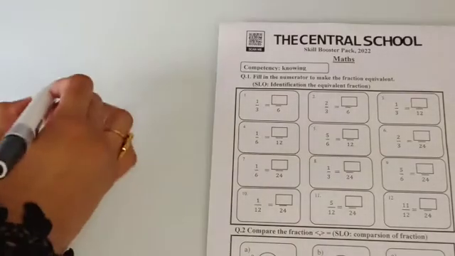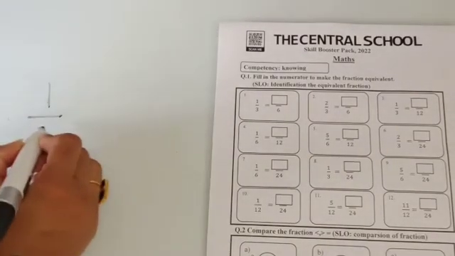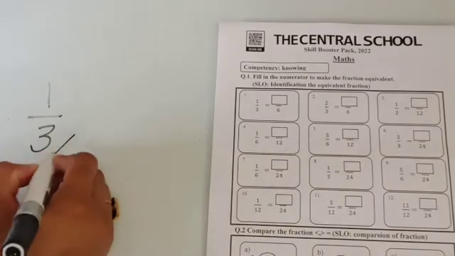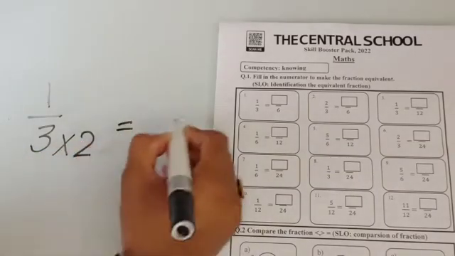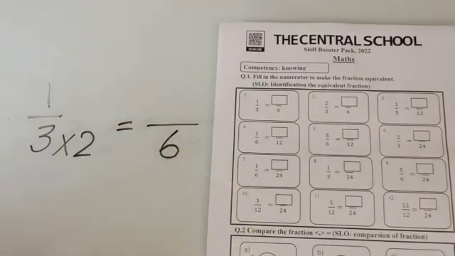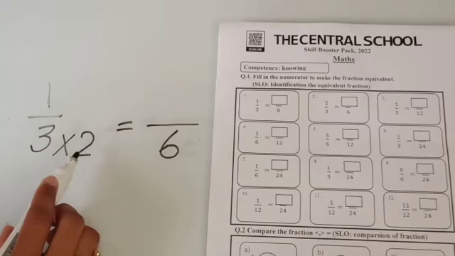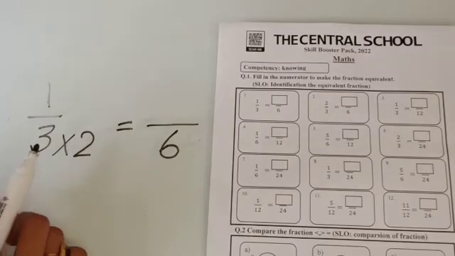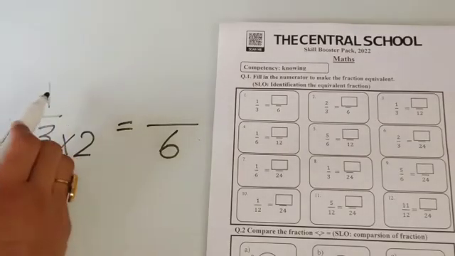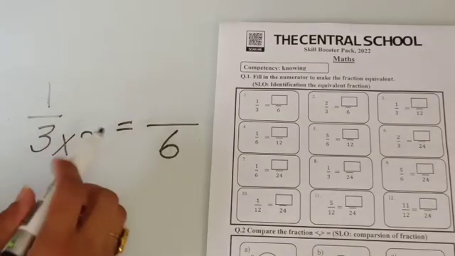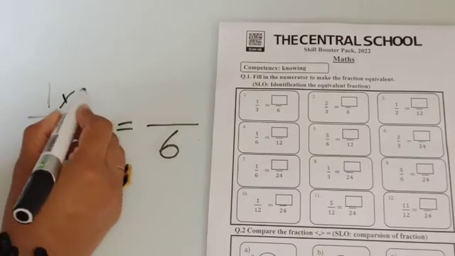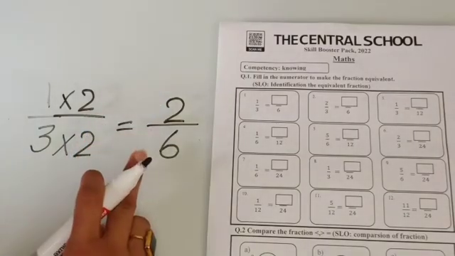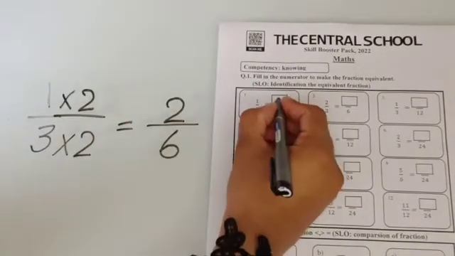We have 1 by 3 and here we have 6. When we multiply 3 by 2 we'll get 6. It means here 3 is multiplying by 2. One thing, when we multiply the denominator with any number, we will have to multiply the numerator with the same number. So now we'll multiply 1 by 2. 1 2s are 2. Here we have 2 by 6. So our numerator is 2.